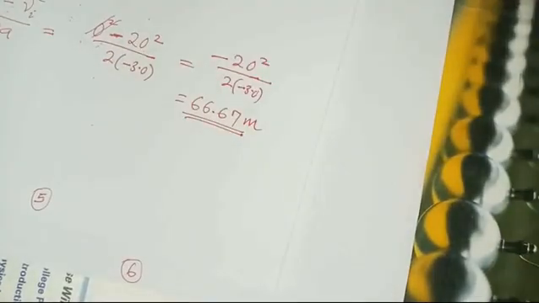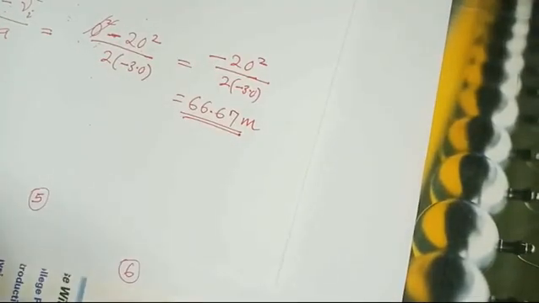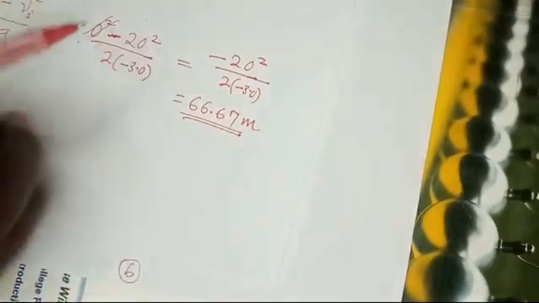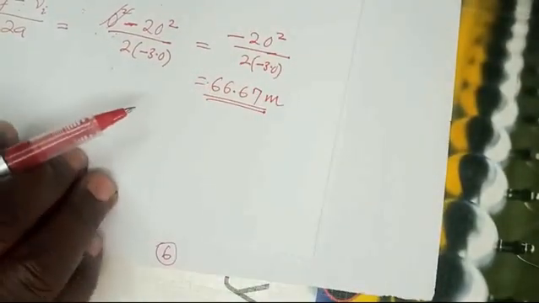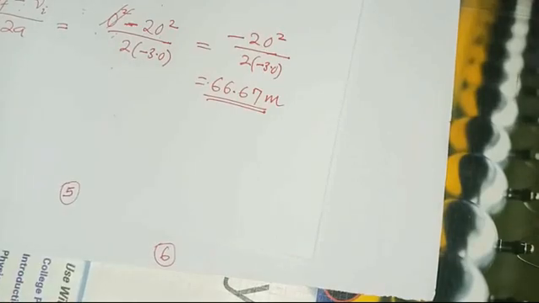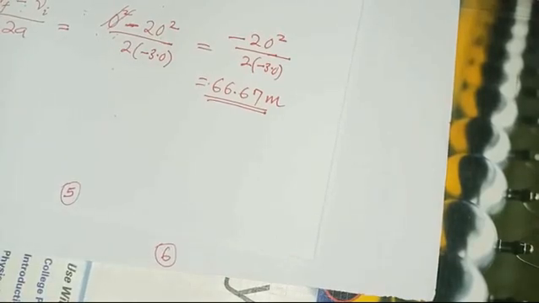Suppose you did not put the negative sign for the acceleration, you will get a negative value here. If you don't do that, you get a negative value for distance, and distance is always positive. It is displacement that can be positive or negative or even zero, but distance is always positive.